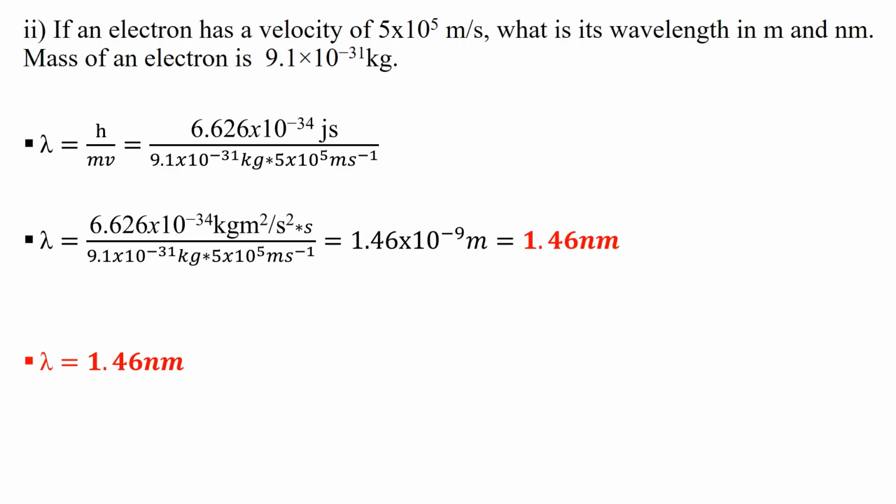The second sub-question says that an electron has a velocity of 5 times 10 power 5 meters per second. It is asking for the wavelength in meters and in nanometers, and the mass of the electron was given. So we only need to substitute in the formula that you derived above. The wavelength is equal to h divided by mv, with h the Planck constant, m the mass of an electron, and v the speed of the electron. Then, if we substitute all these given values, we get a wavelength equal to 1.46 nanometer.